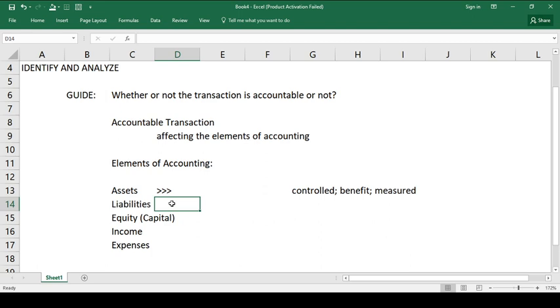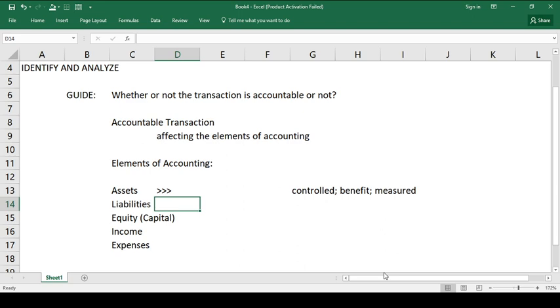Ano po ba ang ibig sabihin ng obligation, no? The obligation must be a present obligation. Hindi po obligations from the past. Kundi current today, that this obligation is existing today. From the time you are going to record a liability, that obligation really exists from the time you record it. Okay, that is a present obligation.